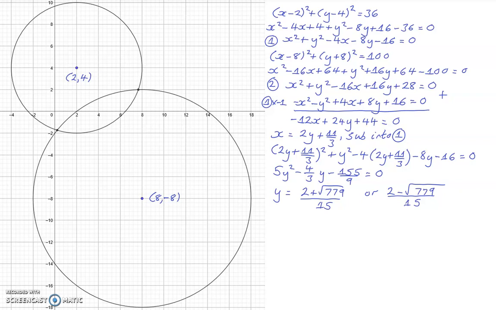So x equals, so we're going to use this equation here to find the corresponding x values. So we're going to have 2 and then the y coordinate plus 11 over 3. So that gives the x coordinate exactly as this.